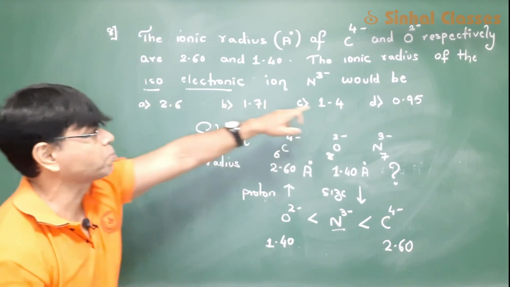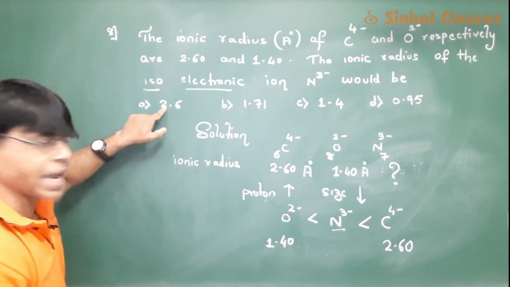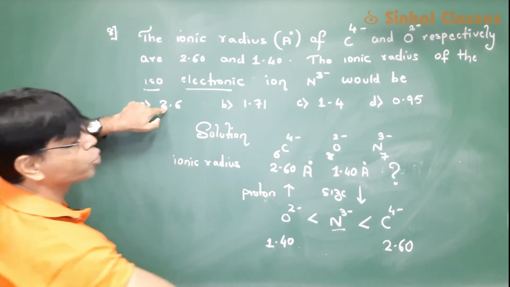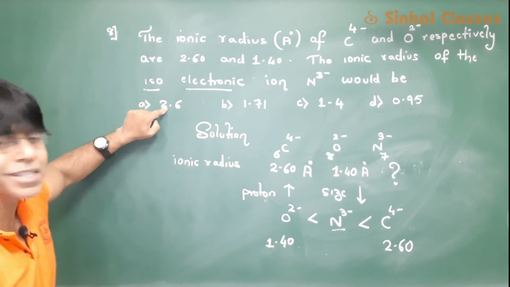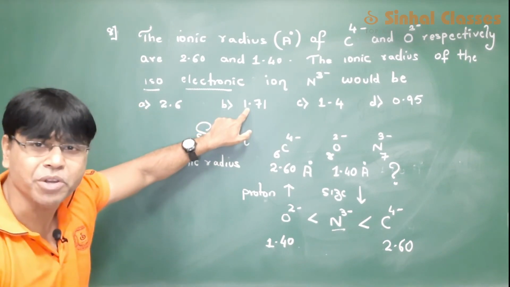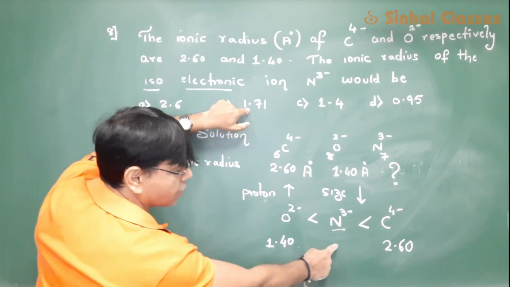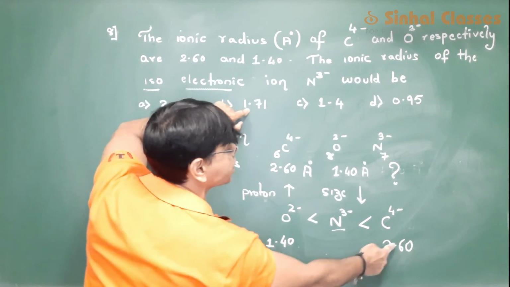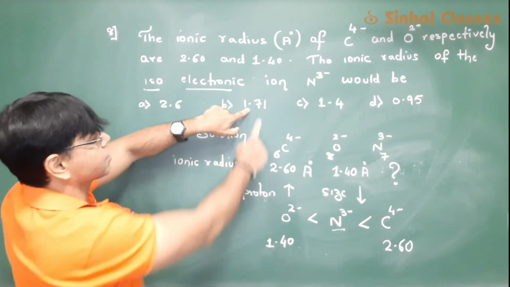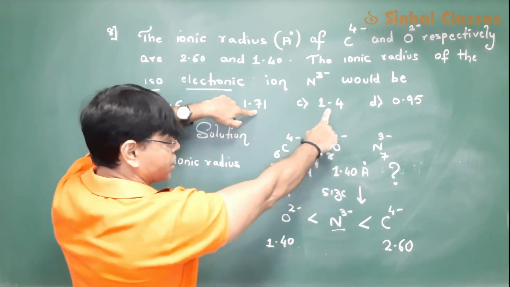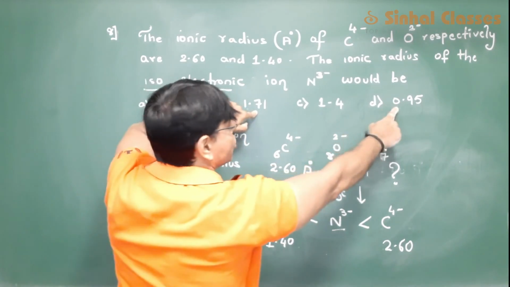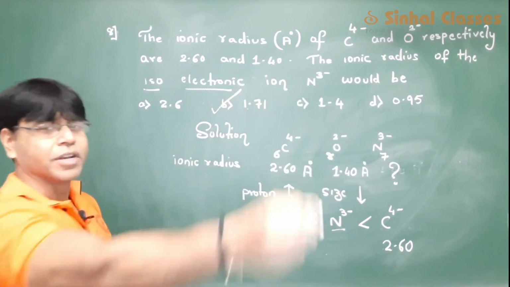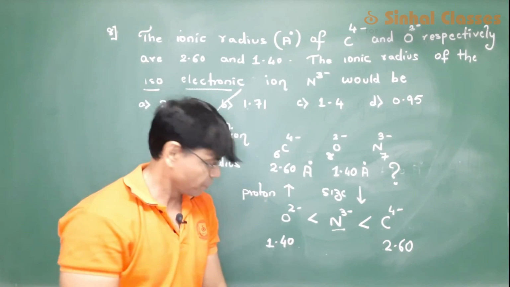So now look at the options. Can it be 2.6? No, 2.6 is for C4 minus. Can it be 1.71? Yes. It has to be greater than oxygen and lesser than carbon. Yes, this can be your answer. What about this? No. What about this? No. So your answer for this question is B.